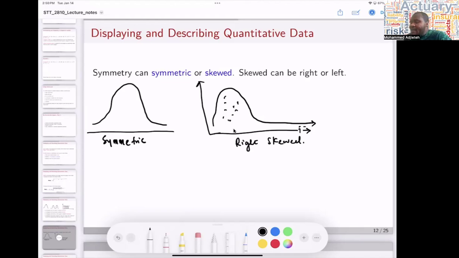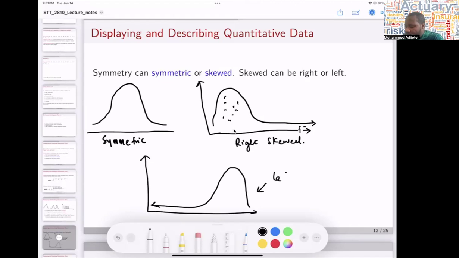And then we also have left skewed. So left skewed also looks like this. You see, where is the tail pointing towards? The tail is pointing towards the left. And so this is an example of what? Left skewed.